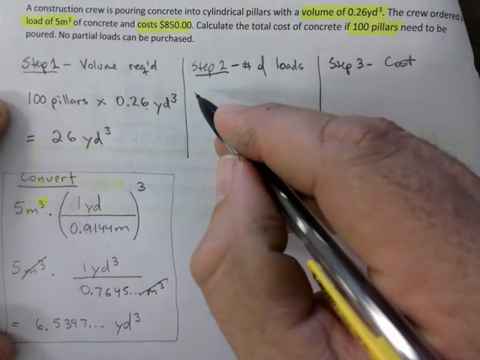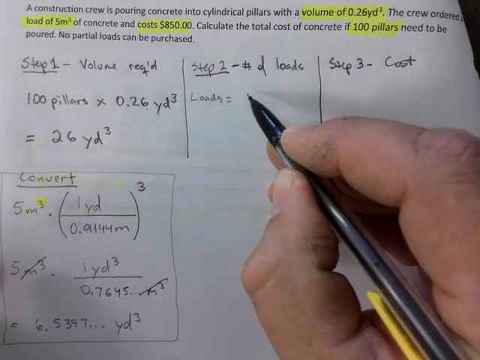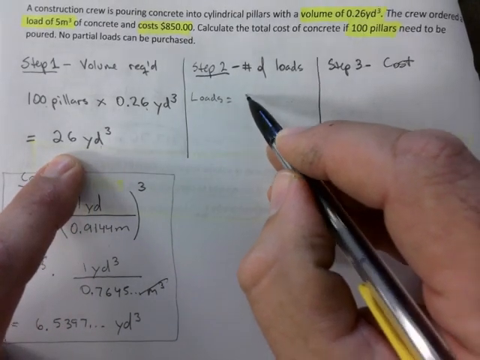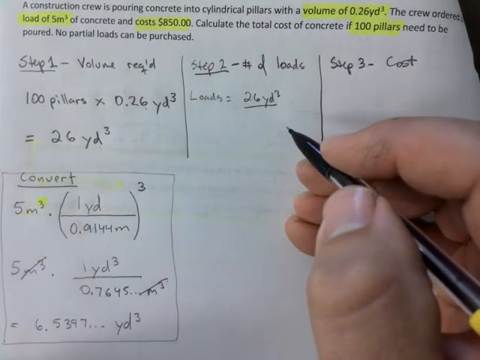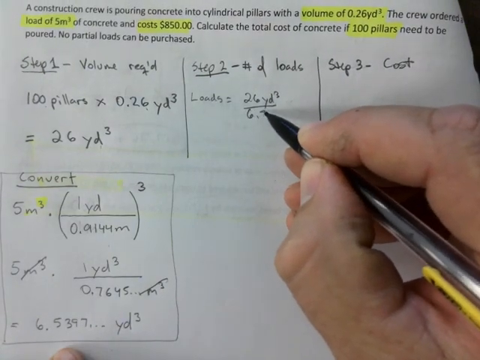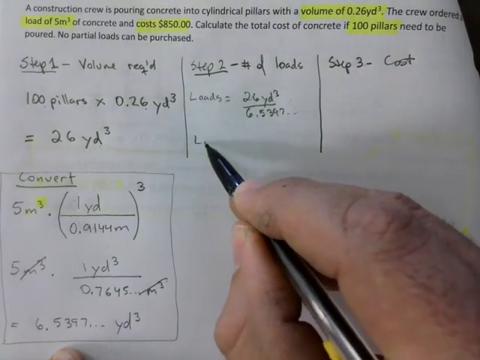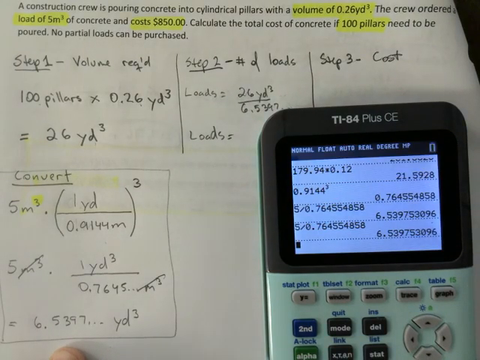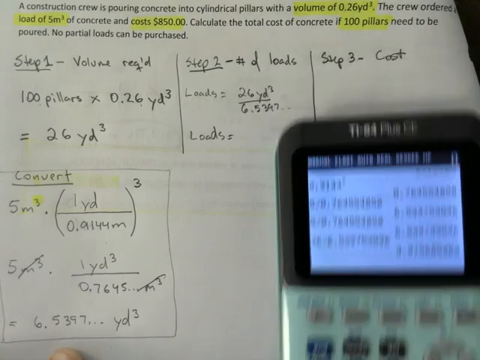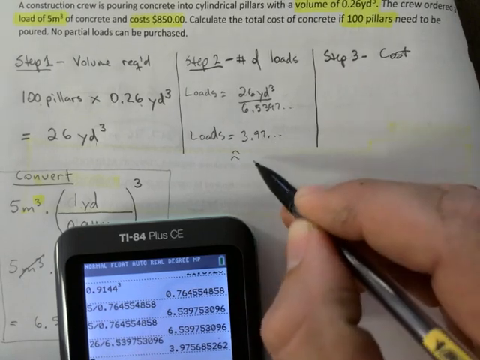But to figure out the number of loads, to be honest, I would have just gone with the total amount required, right? 26 cubic yards divided by 6.5397 and so forth, right? So loads would be 26 divided by that. So you need 3.97. I would like you to show me that, but that's approximately 4 loads.